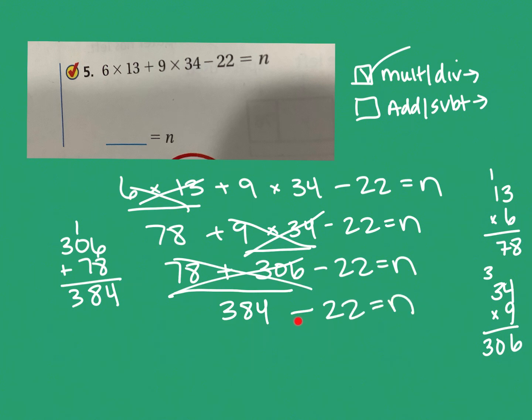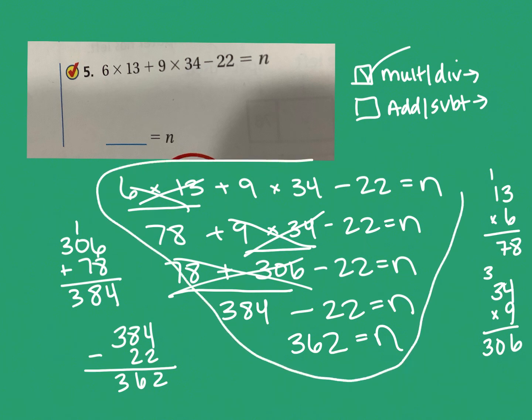And my last operation left is subtract. That is not commutative. This one does have to go first. 384 minus 22. 4 minus 2 is 2. 8 minus 2 is 6. And 3 minus nothing is 3. My final answer, 362, is what that unknown number n was. We have solved the mystery, and I want to make that a pizza crust. The answer is the pepperoni.